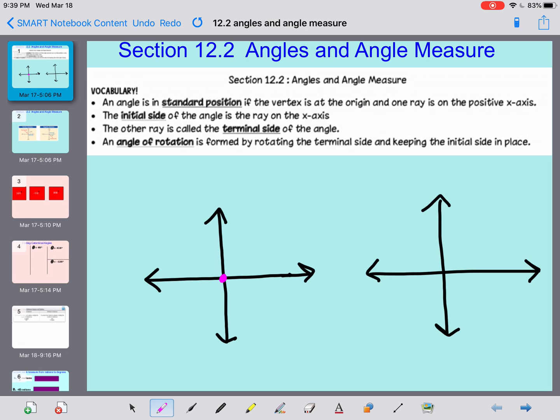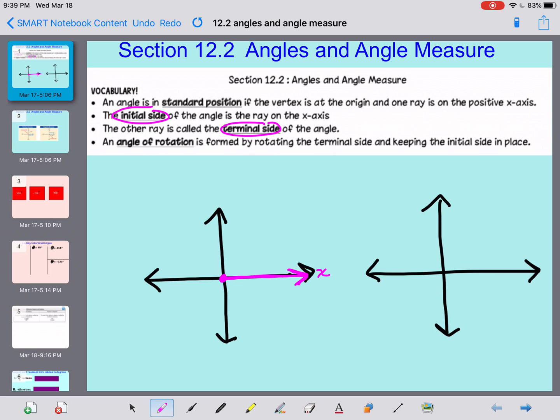So the positive x-axis, here's our x-axis. The positive x-axis is this one. So you would draw your ray, see how that's a ray? Draw your ray on the positive x-axis. That always happens. This piece that I just drew, this ray, is the initial side. The initial side of the angle is the ray that's on the x-axis, specifically that positive x-axis.